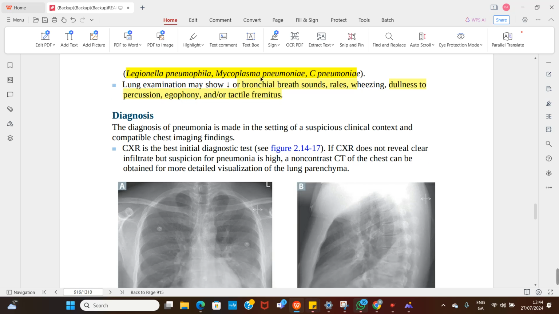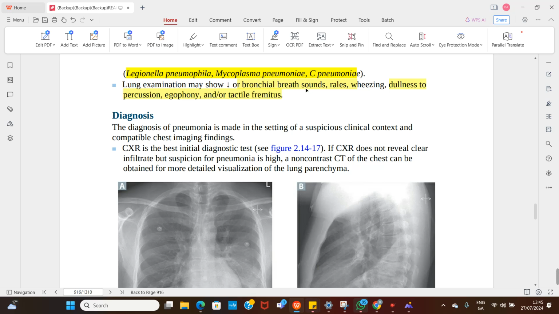Mycoplasma, they can tell you the person is staying in barracks, daycare, just some close compartments, military barracks, dormitories. They can tell you the person is having some rash. Erythema what? Anybody? Erythema nodosum for mycoplasma pneumonia. Are you sure? Oh no. Erythema multiforme. Erythema multiforme. Very important stuff.